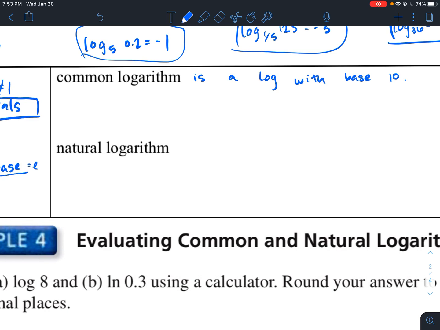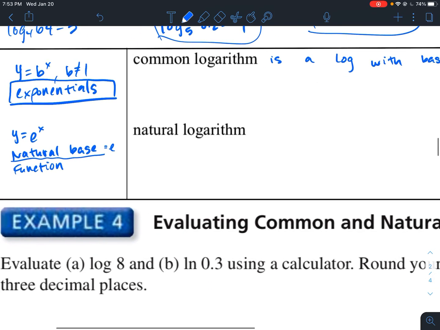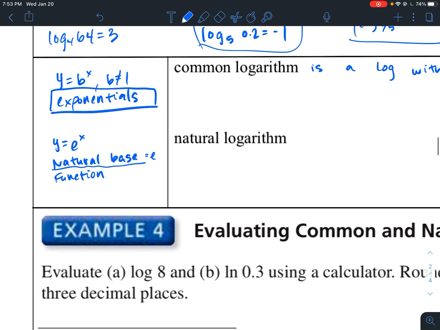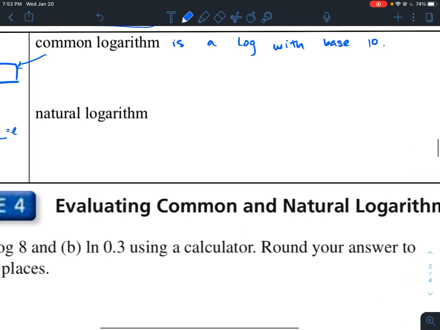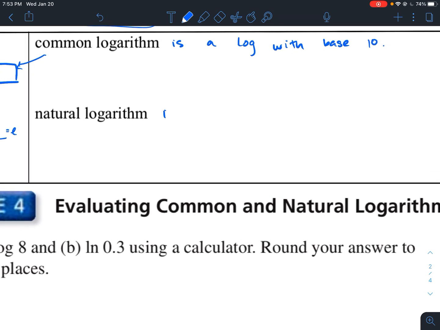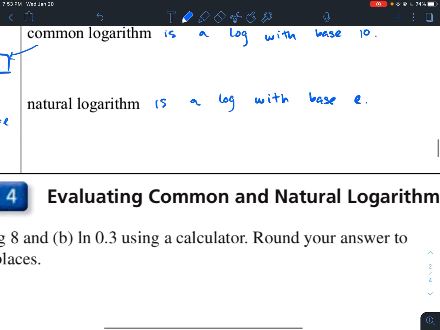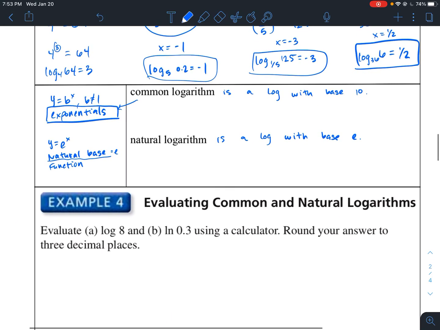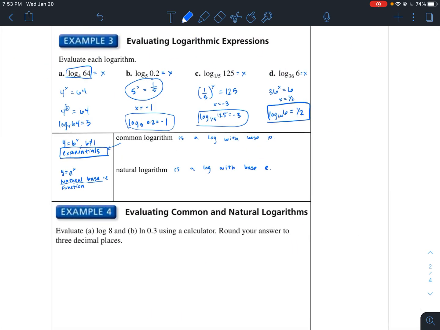And it's basically like a generic logarithm, kind of like over here. This is like a generic exponential. The natural logarithm, though, is a log with base e. So e would be the base, and we call that the natural logarithm. Okay.